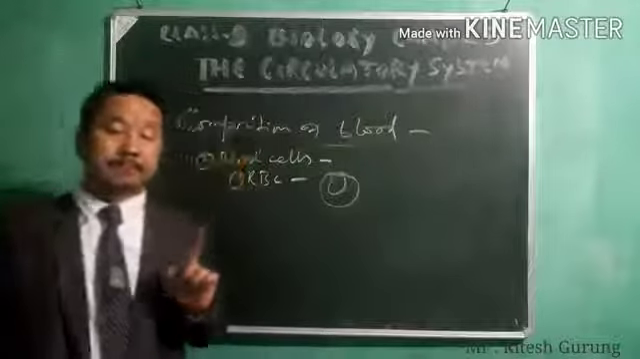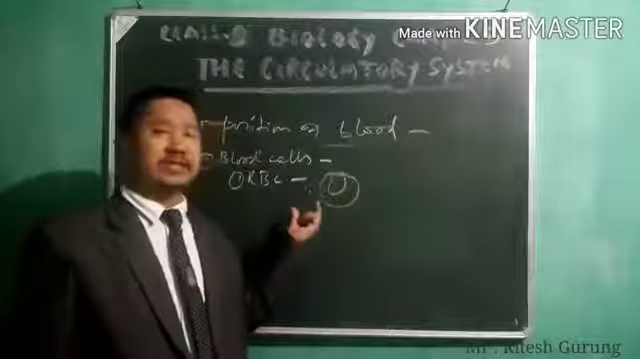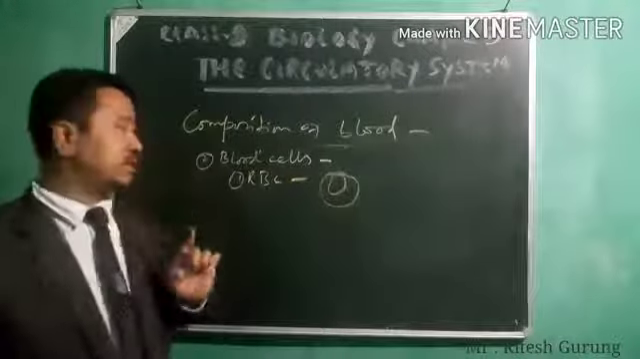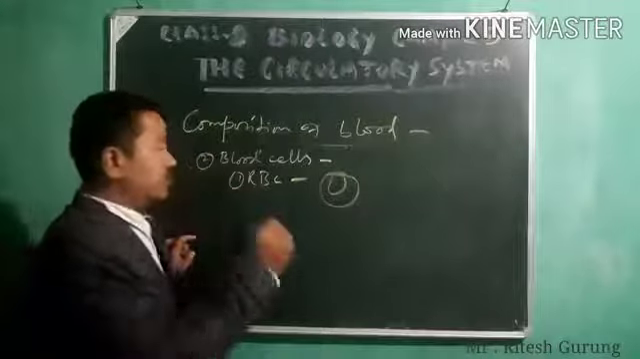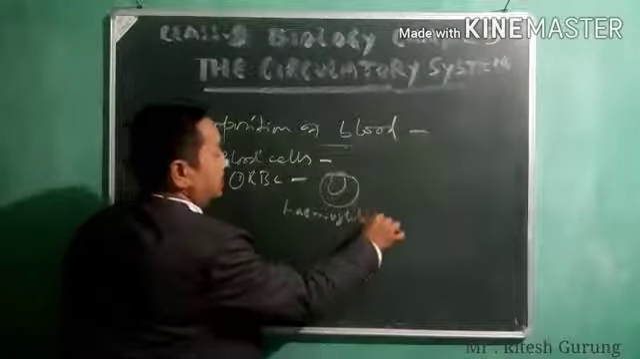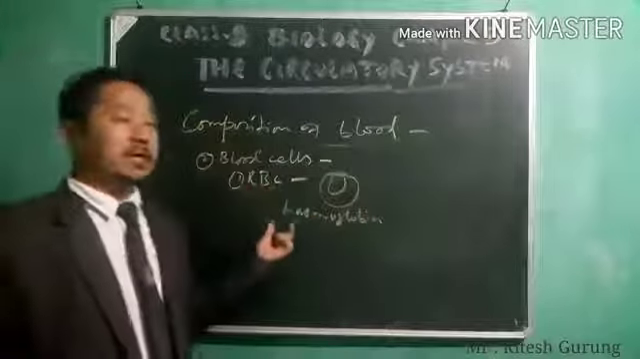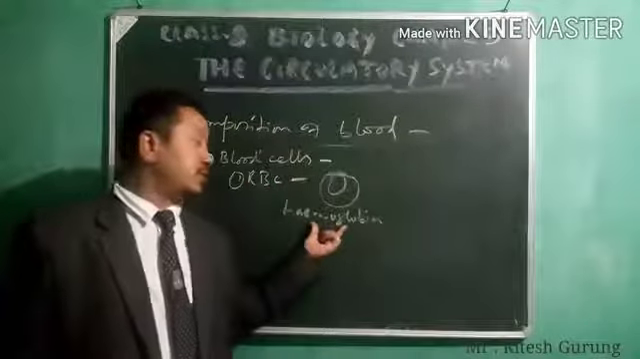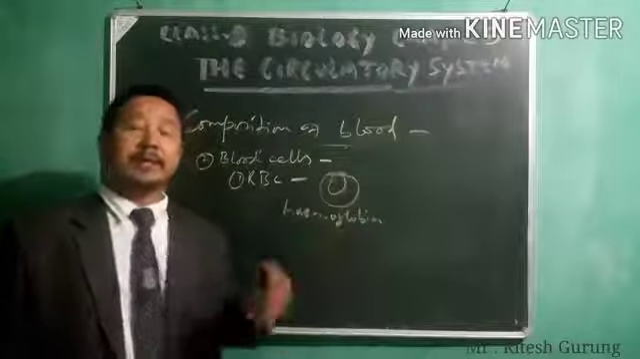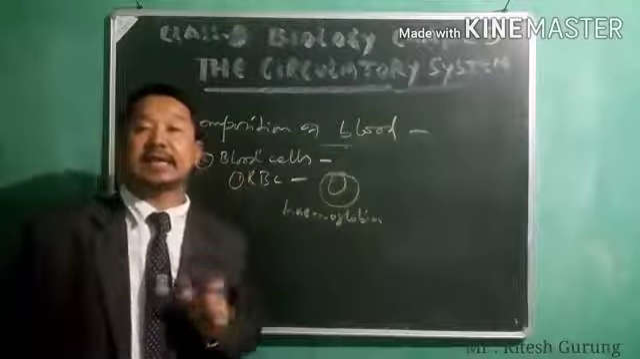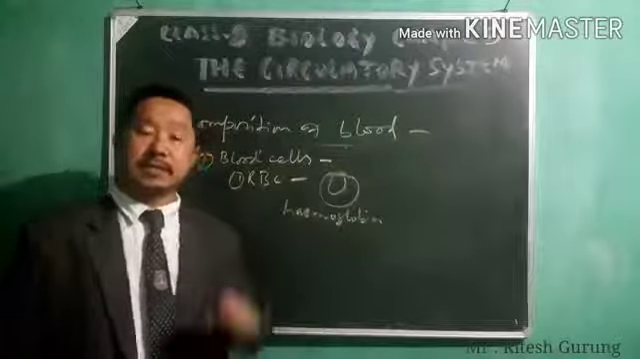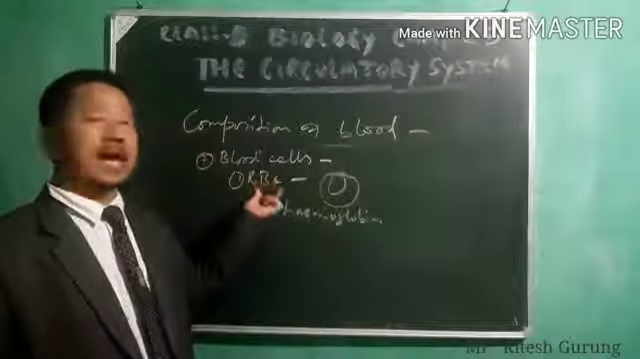This RBC contains a respiratory pigment called hemoglobin. RBC contains a respiratory pigment called hemoglobin. Because of the presence of this hemoglobin only, your blood is red in color. Why is blood red in color? It's all because of the hemoglobin present in RBC.